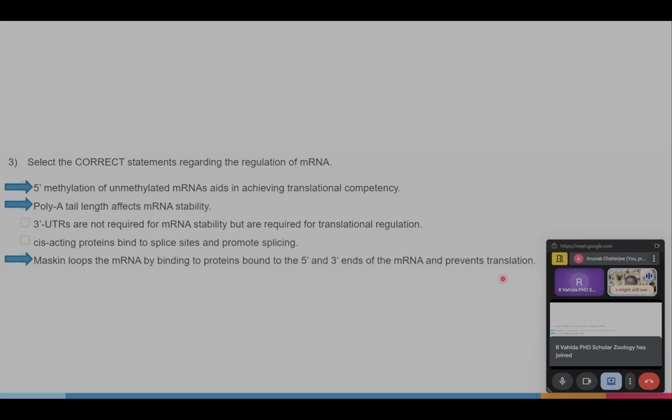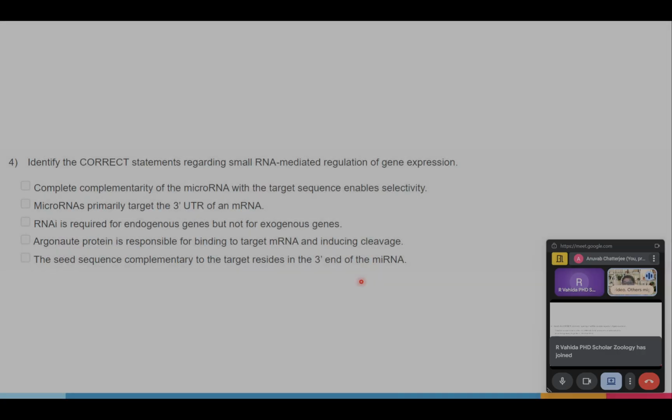Okay, so that was this question. So we are moving on to the next one. So the question is, identify the correct statements regarding small RNA mediated regulation of gene expression.